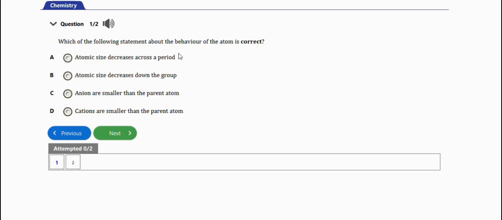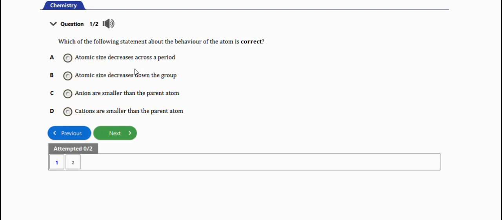The first question I have here says, which of the following statements about the behavior of the atom is correct? Option A, atomic size decreases across a period. Option B, atomic size decreases down the group. We have anions are smaller than the parent atom. We have cations are smaller than the parent atom. So guys, the right option to this question would be atomic size decreases across a period. That's the answer to this question.